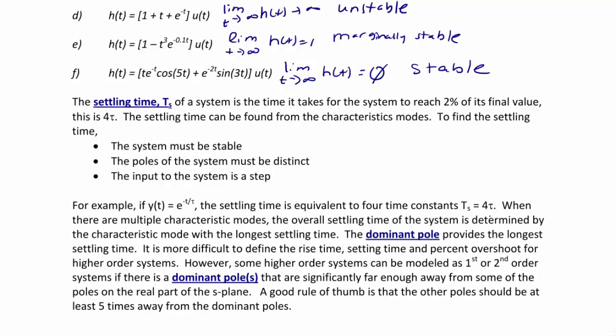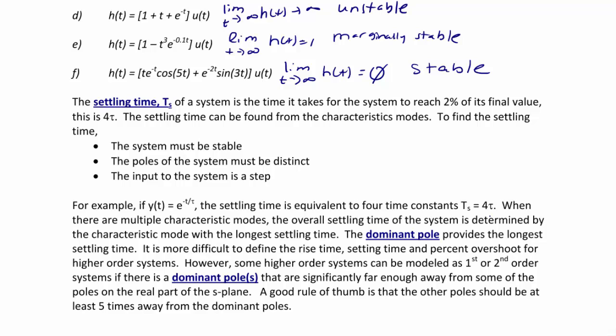The settling time, Ts, of a system is the time it takes for the system to reach 2% of its final value. This is 4 tau when we're talking about a first order system, and we can approximate it as 4 tau when we have higher order systems. The settling time can be found from the characteristic modes. To find the settling time, first the system must be stable. Second, the poles of the system must be distinct. And third, the input to the system is a step.